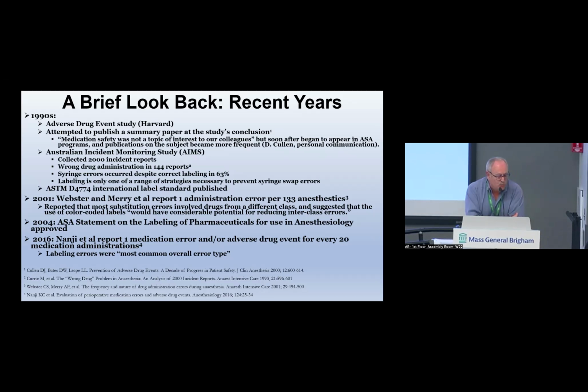In 2001, Webster and Merry quantified the drug administration error rate as 1 per 133 anesthetics. And they also reported that most substitution errors involve drugs from a different class, suggesting that the use of color-coded labels would have considerable potential for reducing interclass errors. In 2004, the first statement on the labeling of pharmaceuticals for use in anesthesiology was published by the ASA. And more recently, Karen Nanji and her colleagues found that medication errors and adverse drug events occurred in 5% of all medication administrations in anesthesia, and that labeling was the most common type of error.